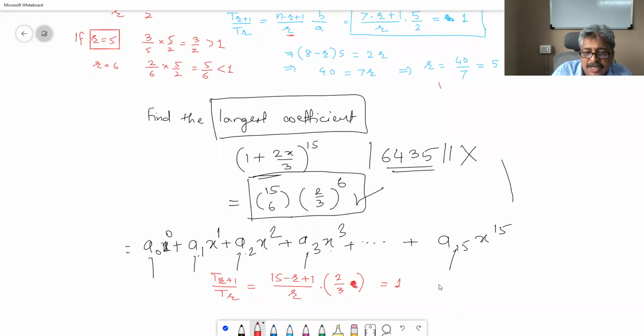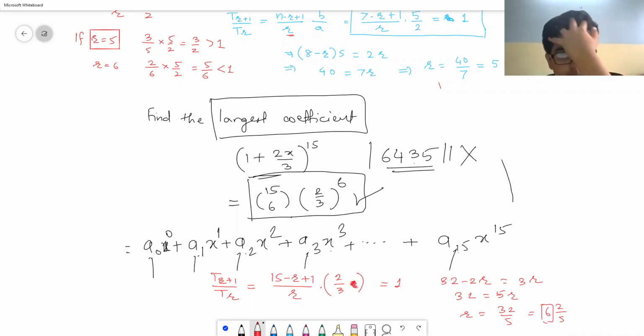16 minus r into 2. So 32 minus 2r, that is what is in the numerator, is equal to 3r. Is that correct? 3r, correct. So 32 is equal to 5r, and therefore r is equal to 32 by 5, which is 6 2 by 5. So this fellow is important to us. Is that right?